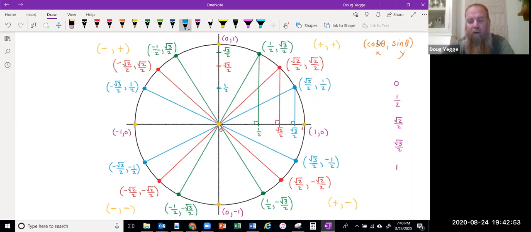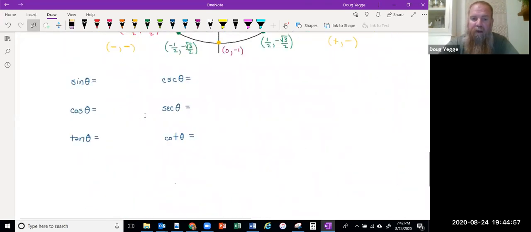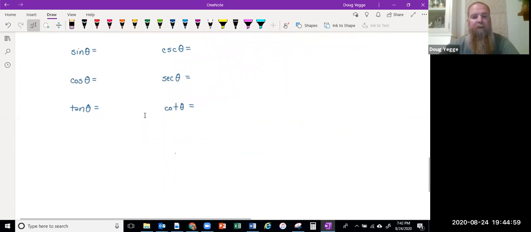So let's see how we could actually use sine and cosine. Since that's all the unit circle shows, how could we use sine and cosine in order to find the other 4 trigonometric ratios? Looking back to our proof up here, cosine of theta is x over r and sine of theta is y over r. But if r is forced to be 1, then cosine of theta is x and sine of theta is y. So if we take a look down here now, we can see that cosine of theta is going to be our x coordinate on the unit circle, while sine of theta is our y coordinate.